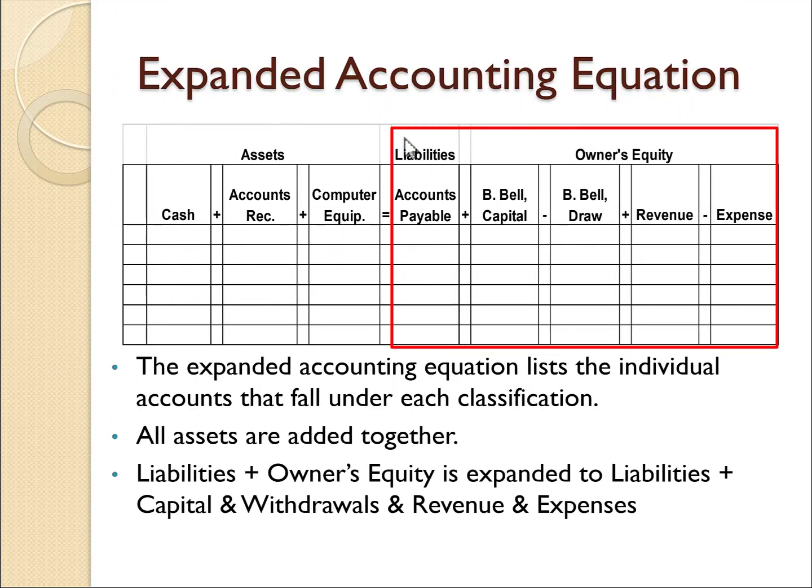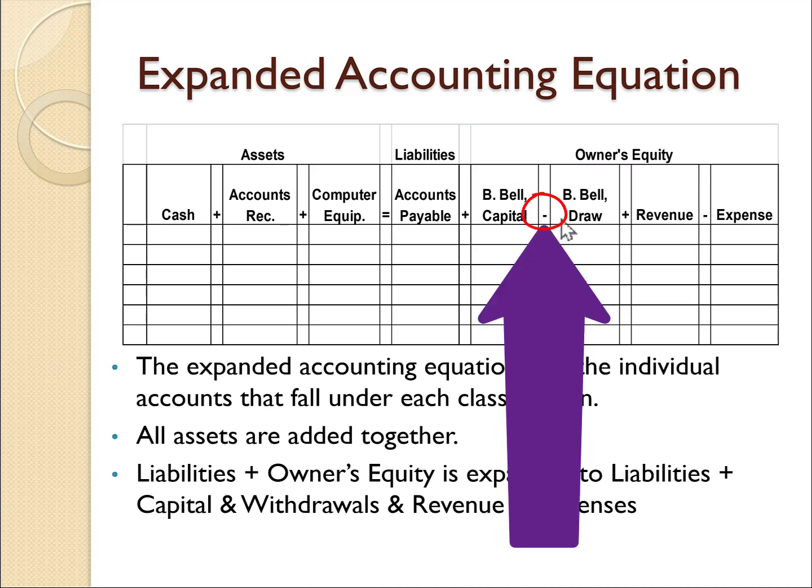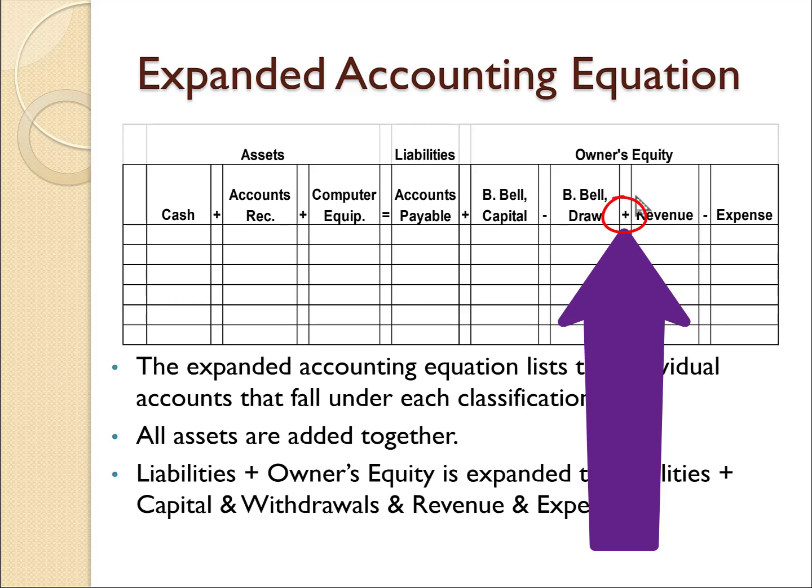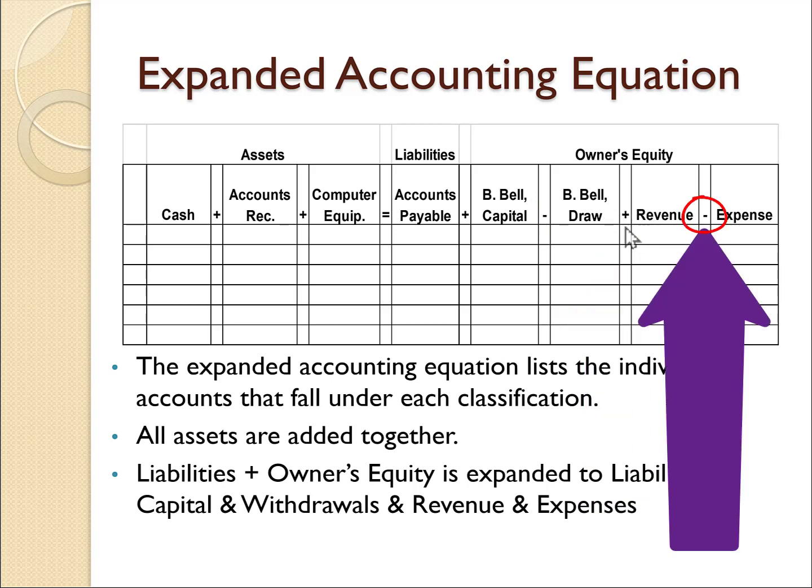And liabilities and owner's equity is expanded to include capital, draws, revenue, and expenses. And notice in front of draws we have a negative sign because draws, remember, is the same as saying withdrawals. So withdrawals lower equity, that's why we have a minus sign. Revenues increase equity, that's why we have a plus sign in front of revenue. And expenses, like draw, decrease equity, so that's why we have a minus in front of expenses.